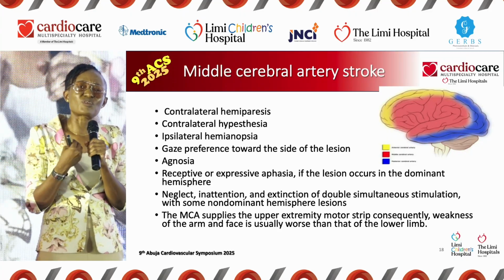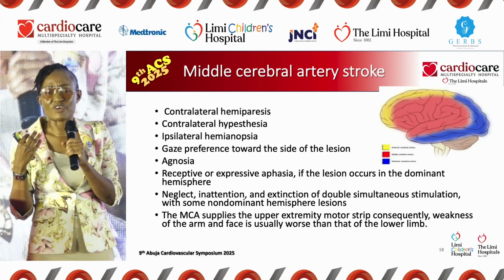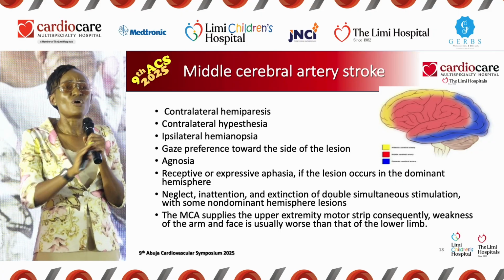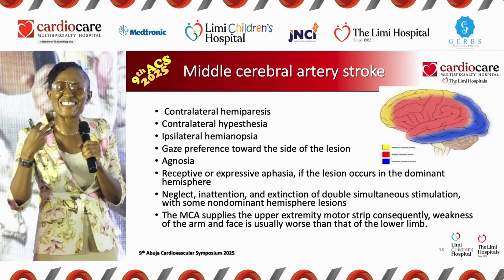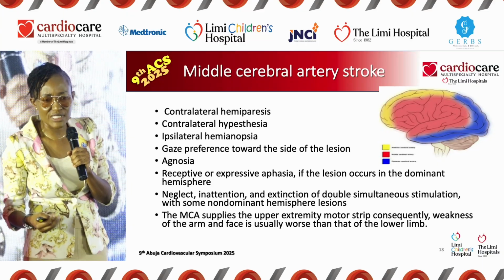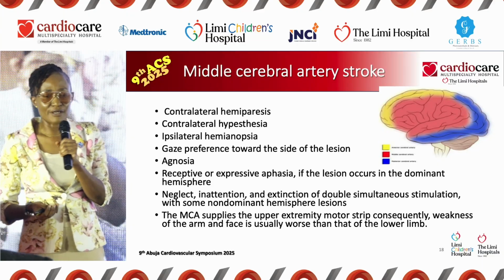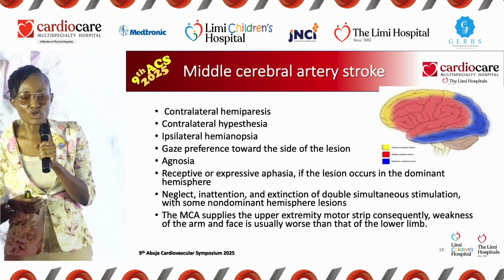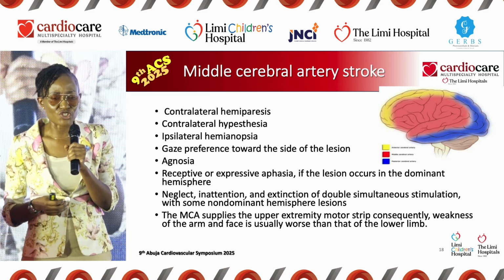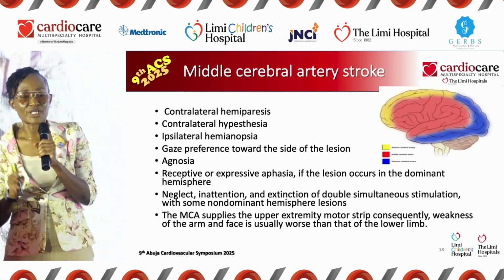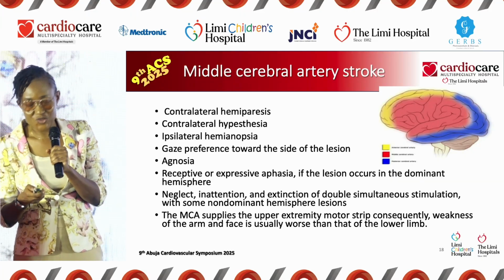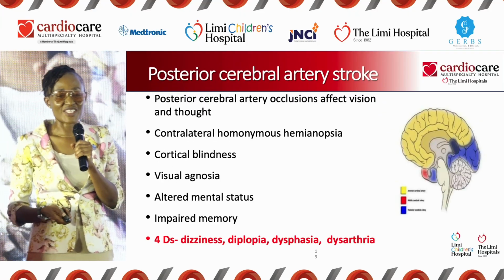So you find out that the person, and that's the one that can be very troubling and is associated with depression, because the person understands you perfectly, understands what's going on, but cannot really say what he or she wants to say. Then there's neglect, inattention, and extinction of double simultaneous stimulation, and some non-dominant hemisphere lesions. I feel I'm going too far, but when questions arise, I'll take it.